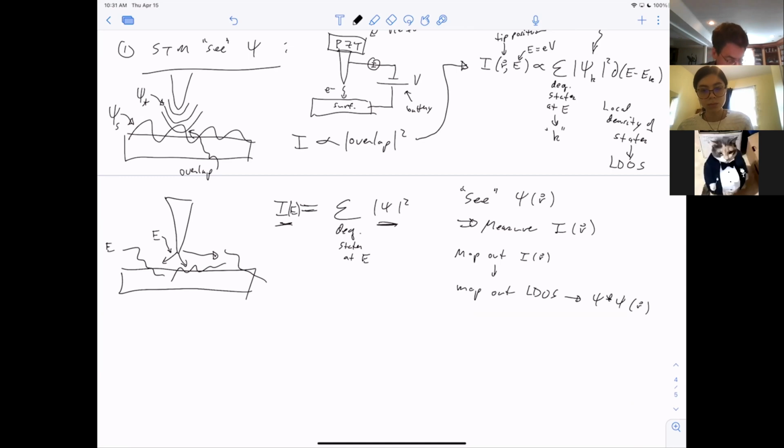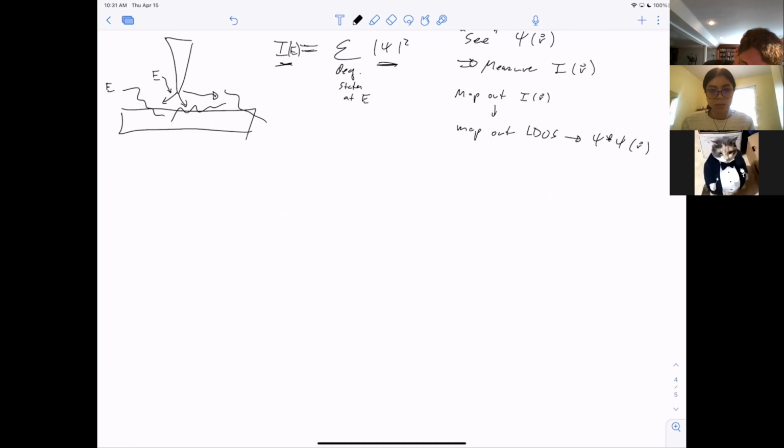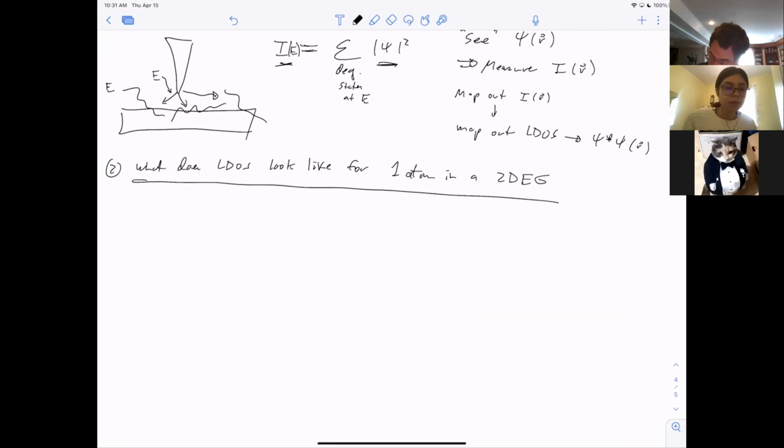Now the question becomes, what do we expect that picture to look like? Let's derive that using the quantum mechanics we've been doing in class. So now let's answer question 2, which is, what does the LDOS look like for one atom in what we call a 2DEG, a two-dimensional electron gas?